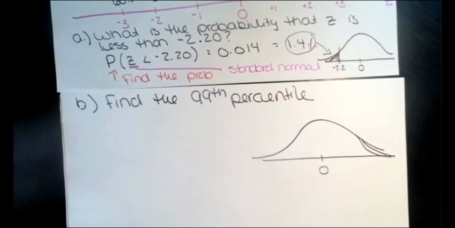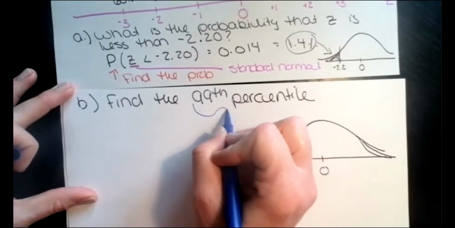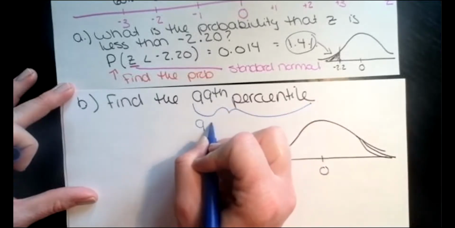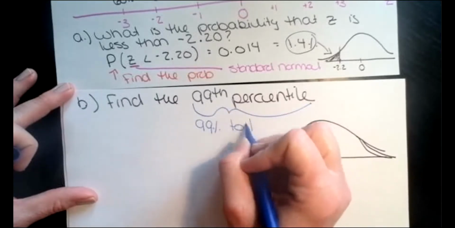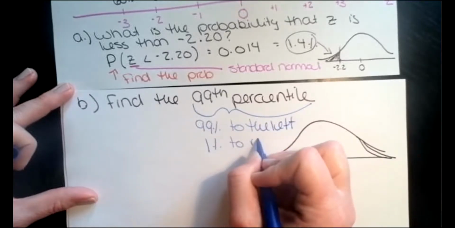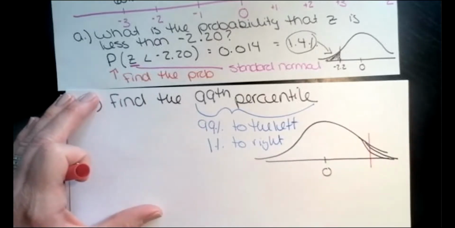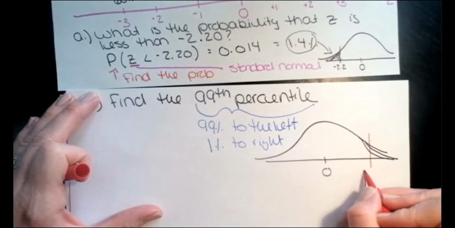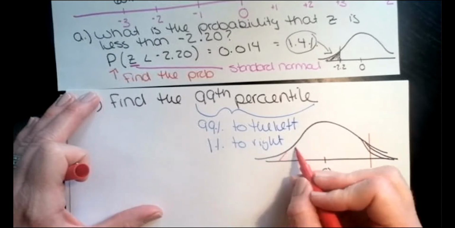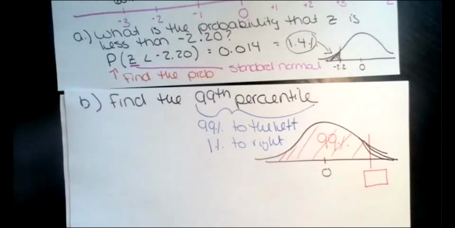99th percentile. Think about what that means. 99th percentile, this right here, means 99% to the left, 1% to the right. That's what that means. So I'm looking all the way up here, okay, and I'm trying to find this data value because I know that this is going to be 99% or 0.99, the area in that curve, okay?